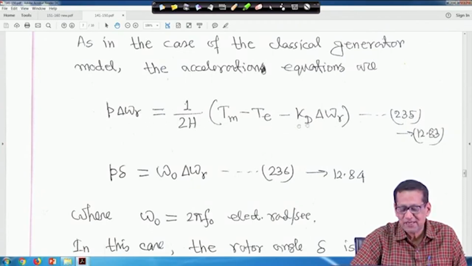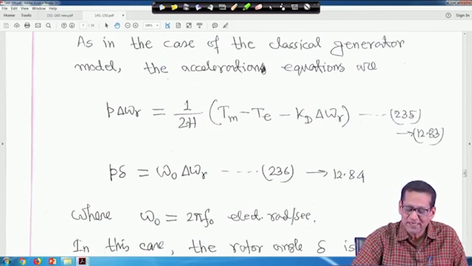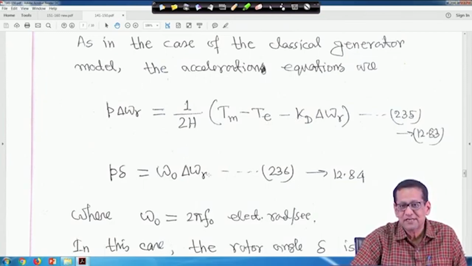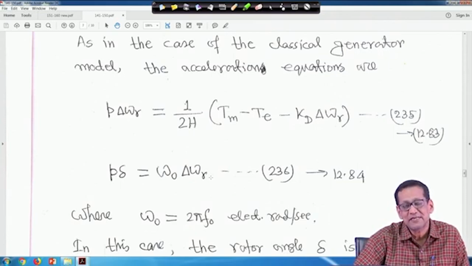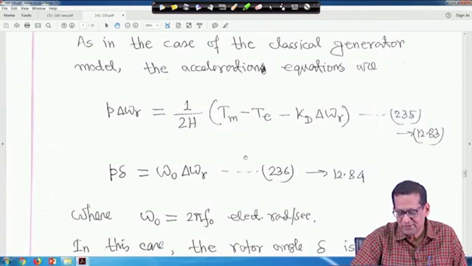P delta omega, I told you how to linearize this one. P delta omega will be 1 upon 2Hs into delta Tm minus delta Te minus KD into delta omega, and why it depends I have shown you already. Similarly, P delta delta will be equal to omega 0 delta omega r, because delta omega r is equal to omega r minus omega 0. This already we have discussed.